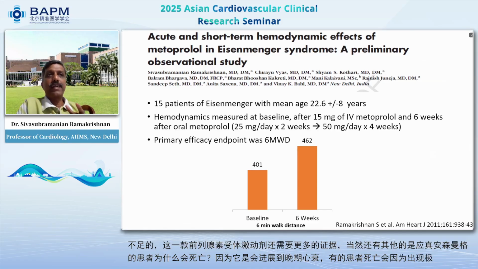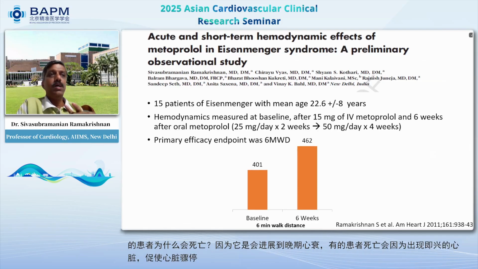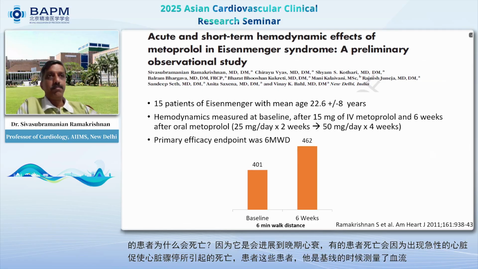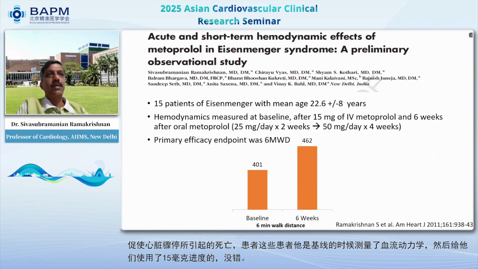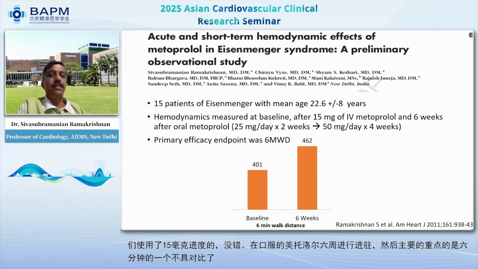So our group was actively investigating the role of metoprolol, because most of these children or adolescents are relatively well preserved. They have a very long life to go, say maybe around 20, 30 years to live at the max, or maybe around 10, 15 years on average. So we thought that their most important causes of death are sudden cardiac death and progression to heart failure. So the most important drug that can prevent it is a beta blocker.